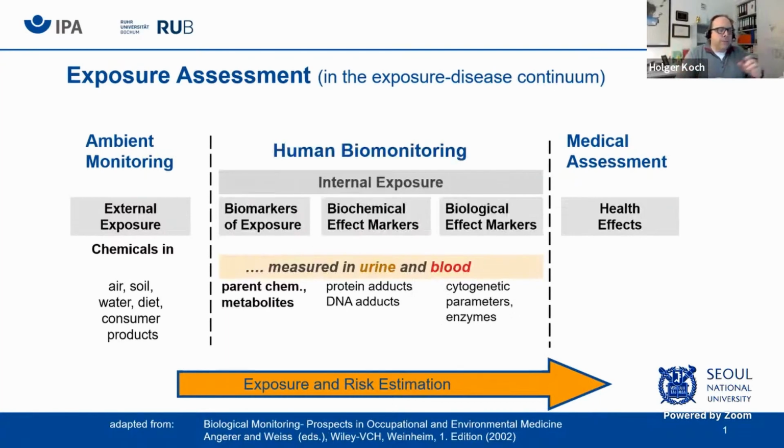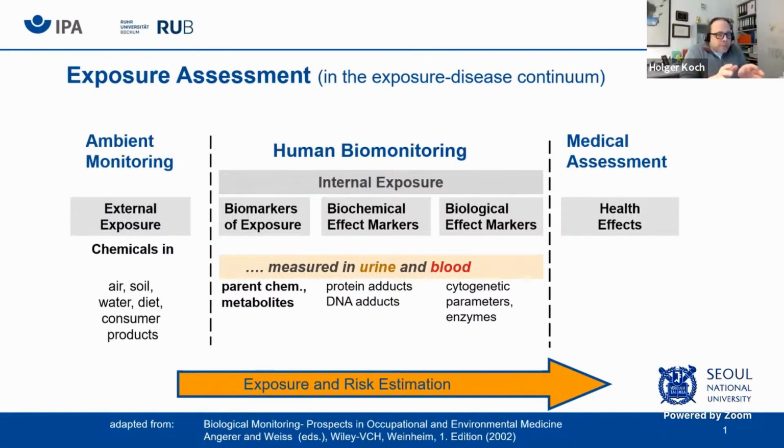Since, I would say, 30 years, human biomonitoring found its place next to ambient monitoring. Human biomonitoring measures internal exposures in urine, blood, or other body fluids mainly. And there are three different varieties of human biomonitoring, depending on what exactly you measure.